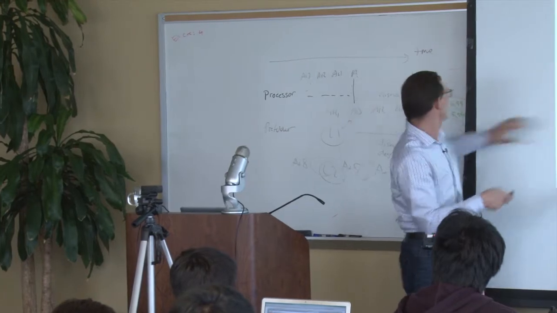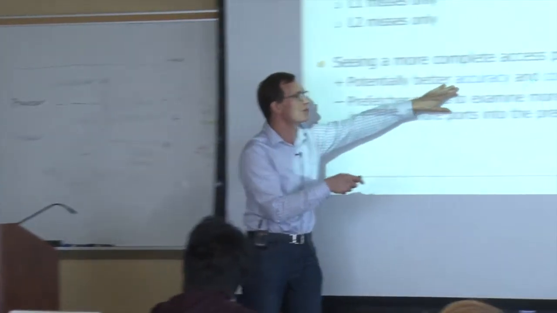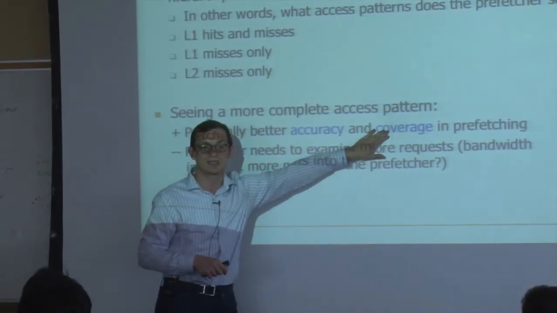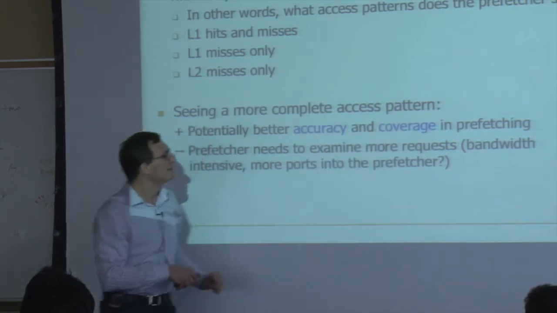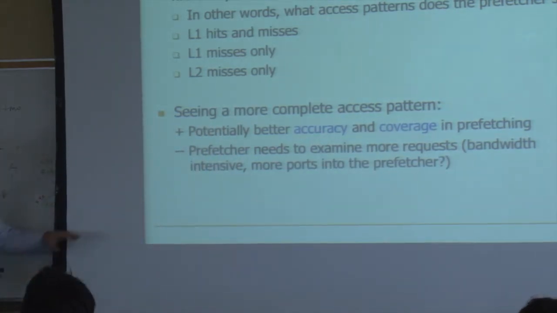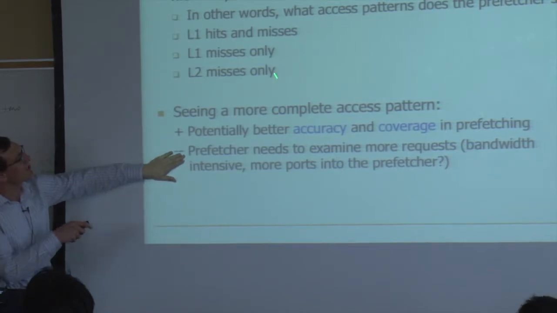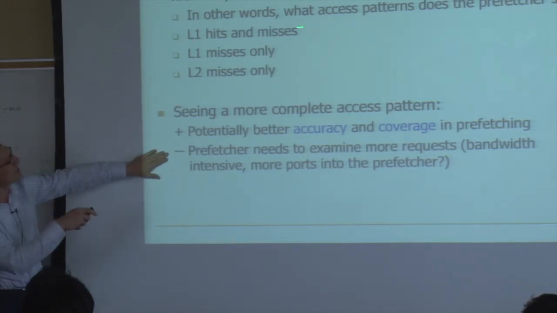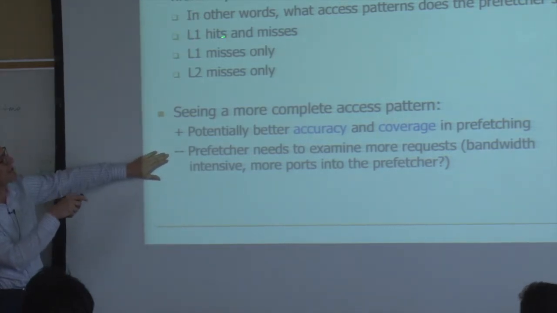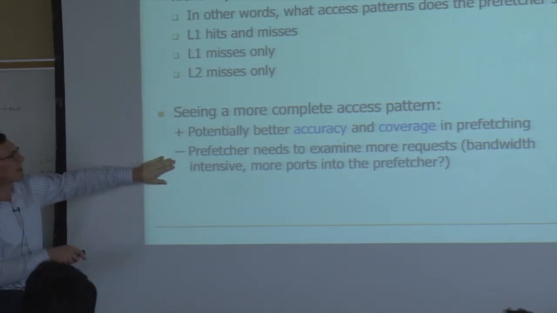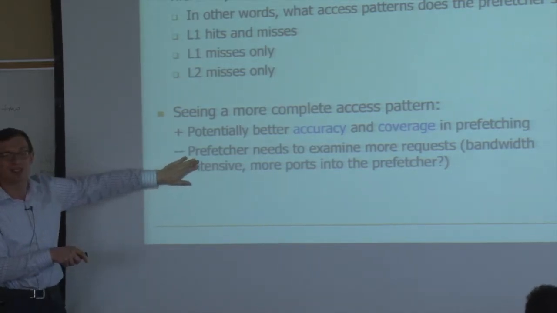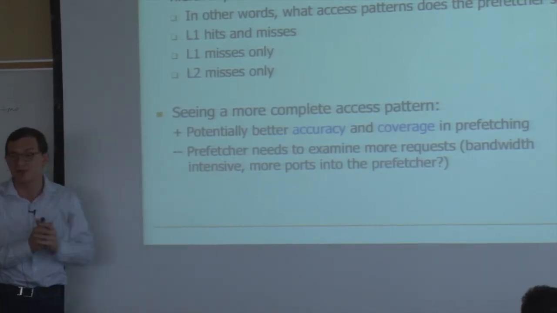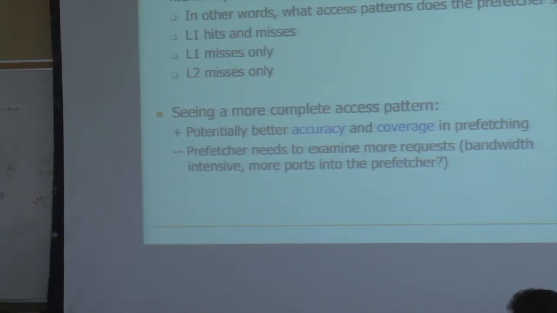You can get better accuracy with a more complete access pattern, and better coverage also. We haven't defined coverage, but I briefly talked about it. Basically, it's the fraction of cache misses that are prefetched, or eliminated, or partially eliminated. The downside of seeing a more complete access pattern is that, because you're exposed to it, you need to handle it. There are a lot more accesses that happen as L1 hits and misses than L2 misses only. As a result, the prefetcher needs to examine more requests, which means it needs to keep up with those requests. This is more bandwidth intensive. Maybe you need more ports into the prefetcher to do better prefetching, right? So that's another dimension.